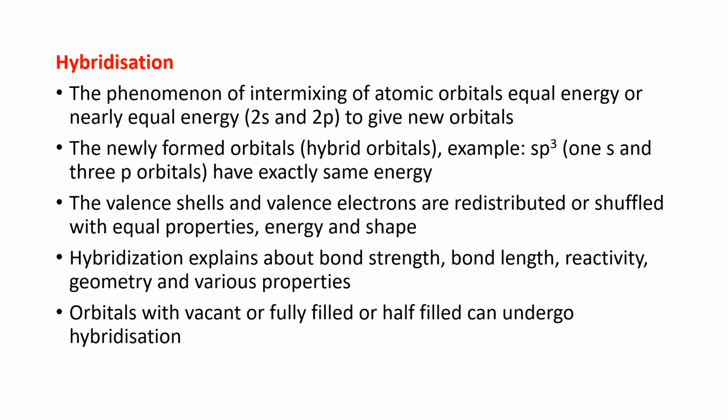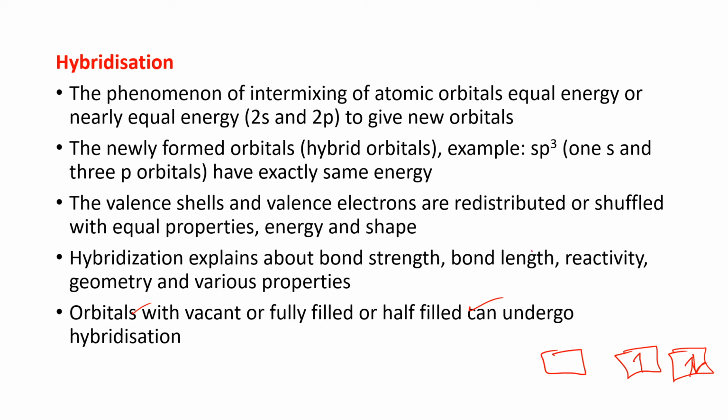It is explained by the hybridization, geometry, and various things. Okay, and orbitals with vacant, fully filled or half filled electrons can undergo hybridization. In the previous lessons we have also discussed what is meant by a vacant orbital, half filled and full filled, and so on. So it is not filled at all, it is vacant, this is half filled, and this is fully filled, or completely filled. Each and every orbital has the capability of holding 2 electrons.